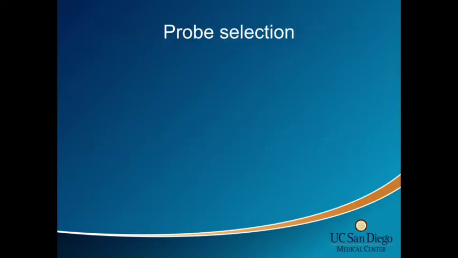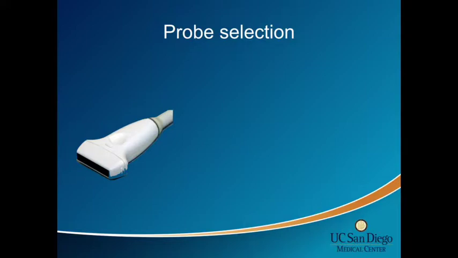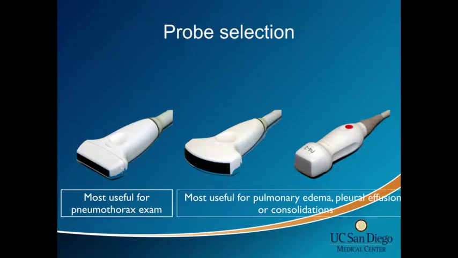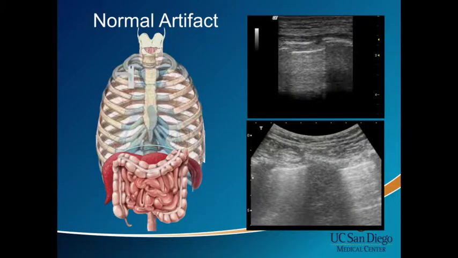So some technical considerations, we're going to go over the probe selections, so you can get your linear probe. We really use these to look for pneumothorax, and then you have your lower frequency, higher wavelength probes that will look deeper, the curvilinear and the phased array. And clinically, you're looking for pulmonary edema, effusions, or consolidations when you're jumping to the deeper probes.